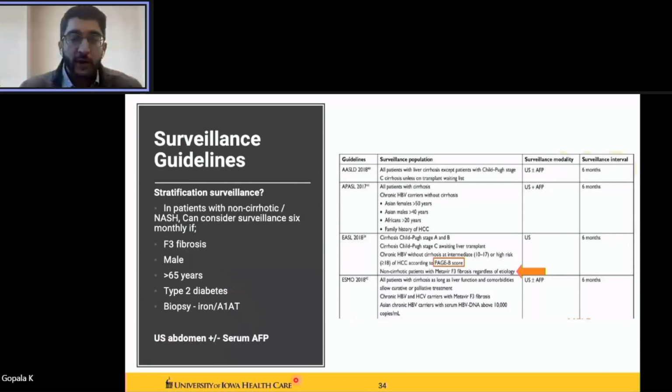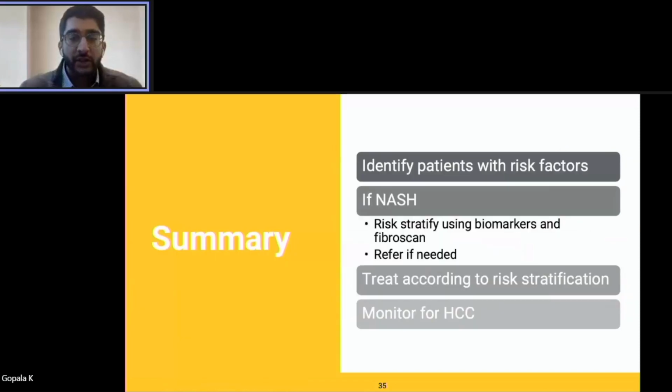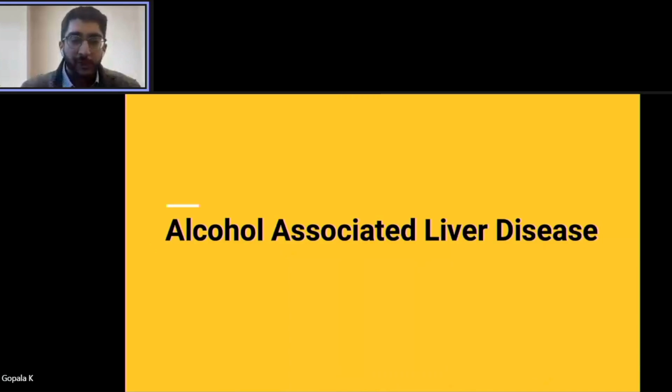So again, in summary, for NAFLD-NASH, identify the patients at risk. If NASH, risk stratify them with biomarkers with FIB-4 or NAFLD score, and FibroScan if needed, and refer if they have high fibrosis, and treat according to the risk stratification and monitor for HCC.